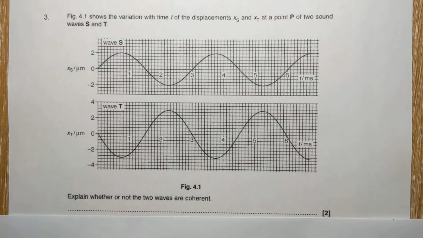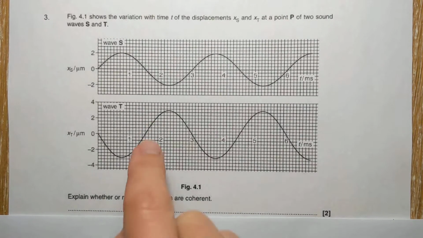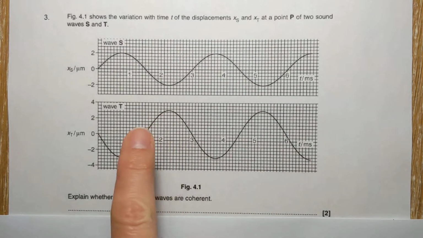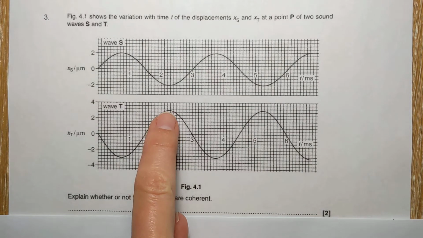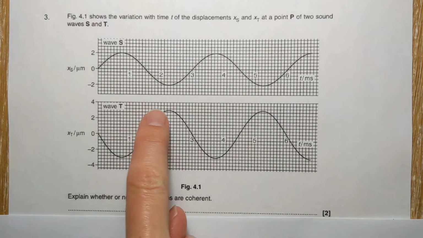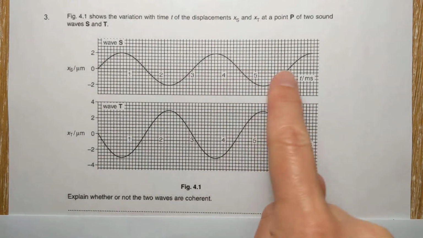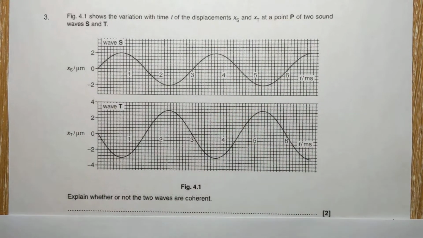So yes, they are coherent for the first mark. Second mark, because the phase difference is constant. And we don't have to write this for the mark, but if we just look here, we can see that the phase difference is half a wave. And wherever we look on this diagram, one wave is half a wavelength different to the other one.